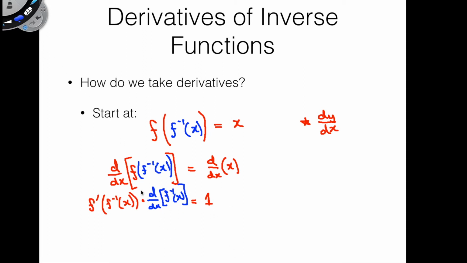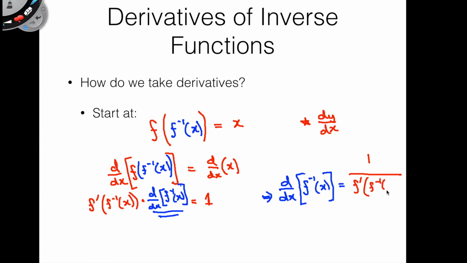All right, anyways, so now let's go ahead and just solve for the derivative of the inverse function, which is, after all, what we're really interested in. So we're going to have that the derivative of the inverse function is equal to 1 over f prime of f negative 1 of x.